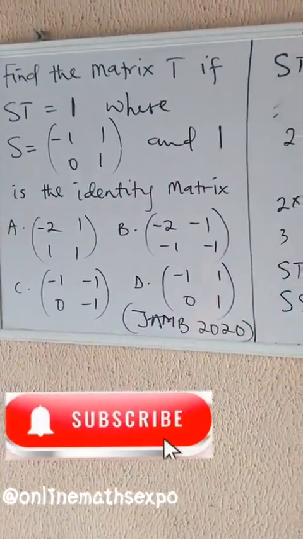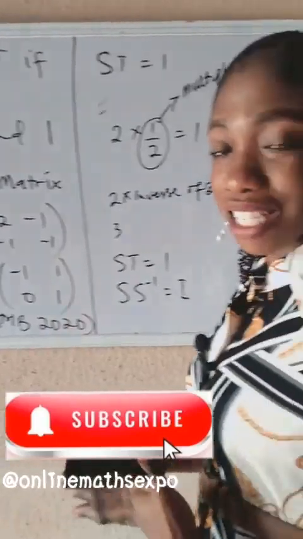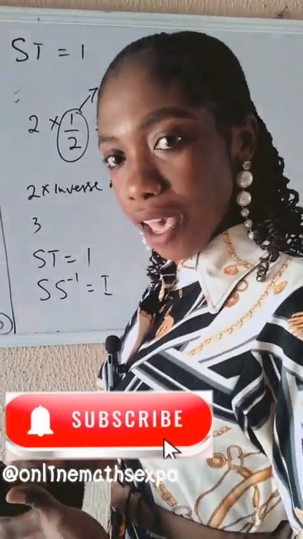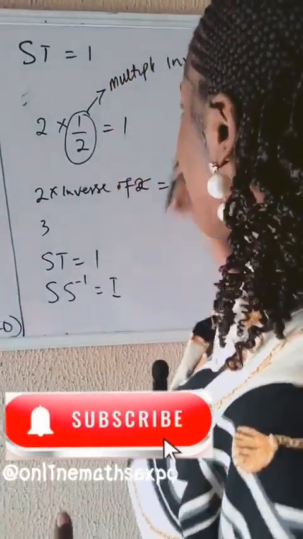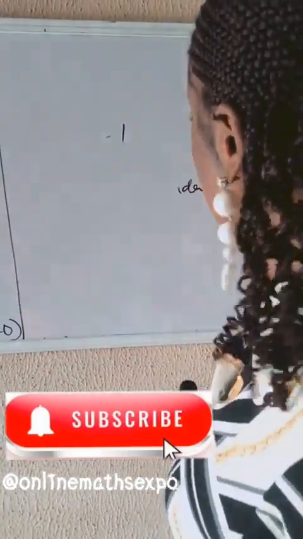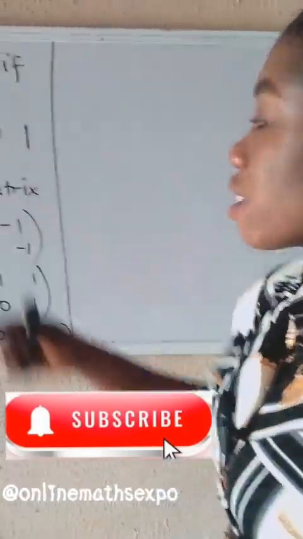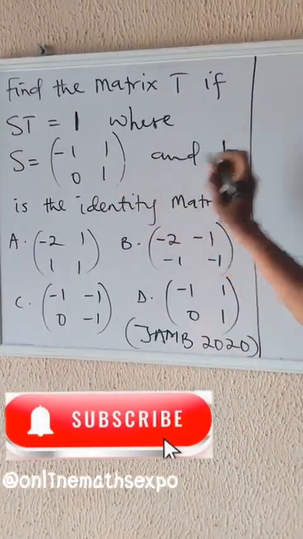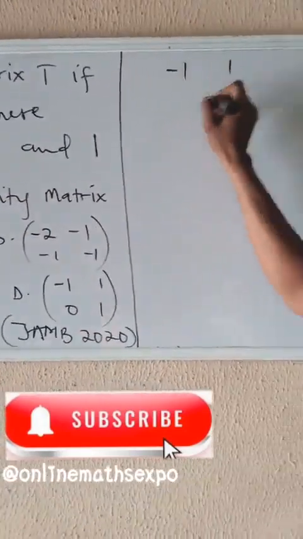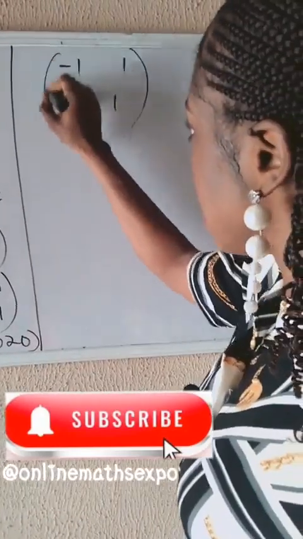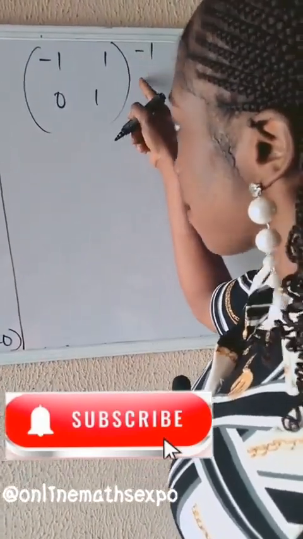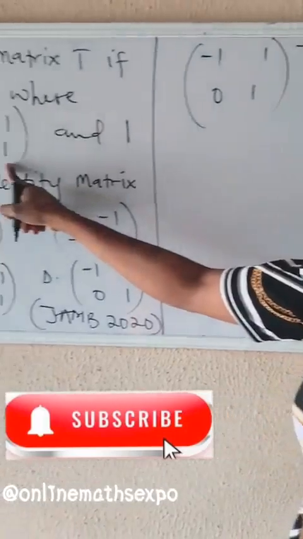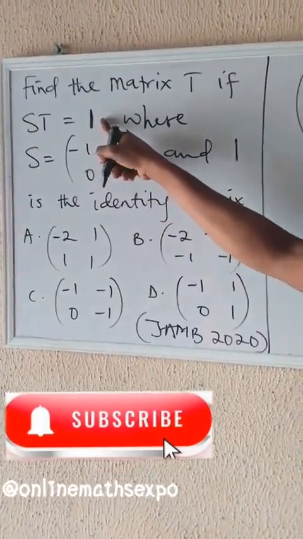Don't mind them. They want to confuse us, but Online Maths Expo gives us tricks for every mathematical question. Okay, so let's solve this now. What we have explained is that we are going to find the inverse of this matrix, so that we have minus 1, 1, 0, and 1. We are finding the inverse, so that when you multiply it with the original matrix, it gives us the identity.